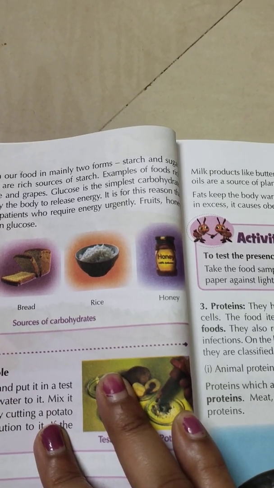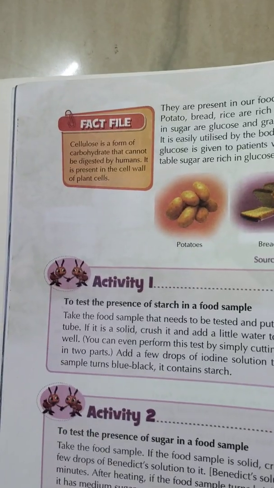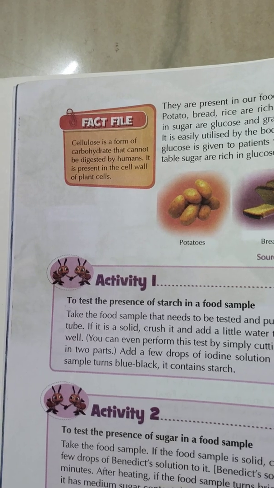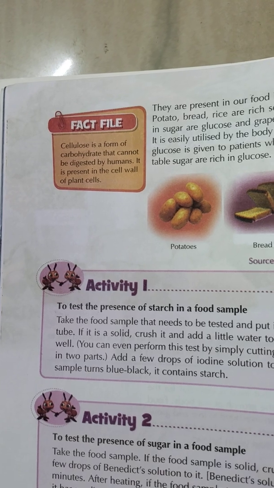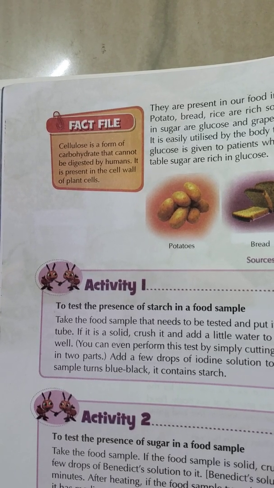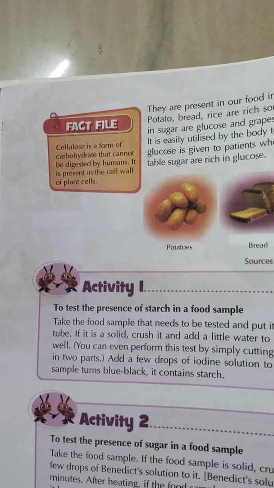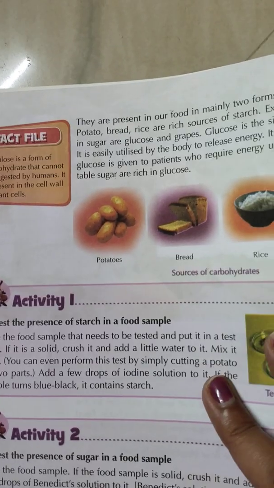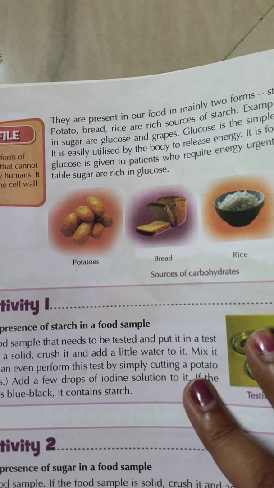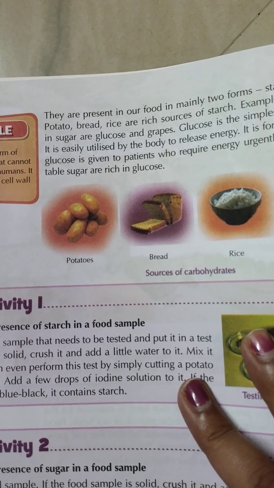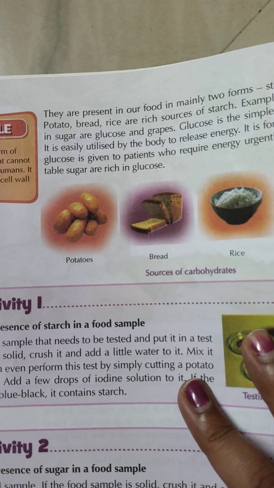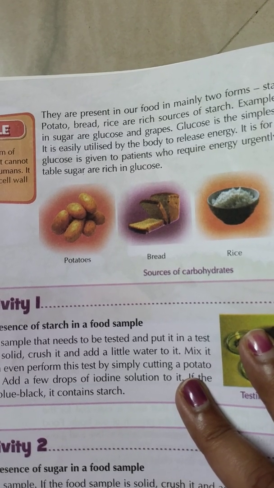There is another form of carbohydrate known as cellulose. But this form of carbohydrate cannot be digested by humans. It is present in the cell wall of plant cells. So these are the main foods that we take in our daily life, and which are a good source of carbohydrates.